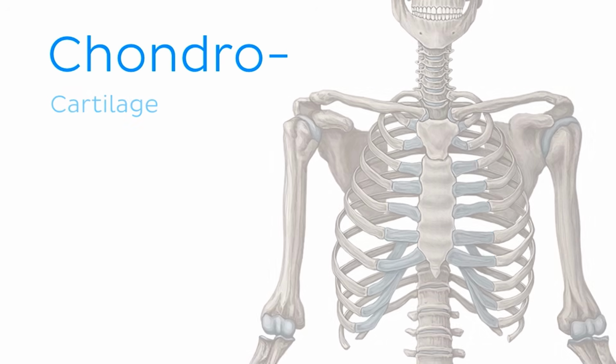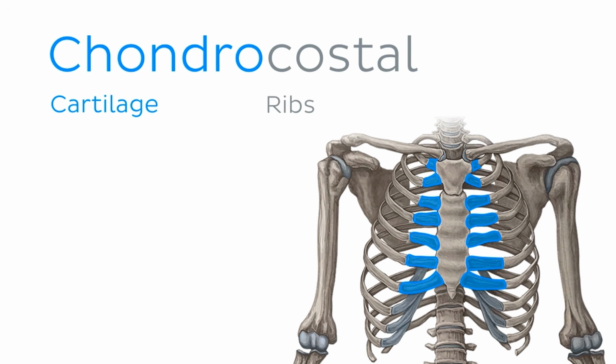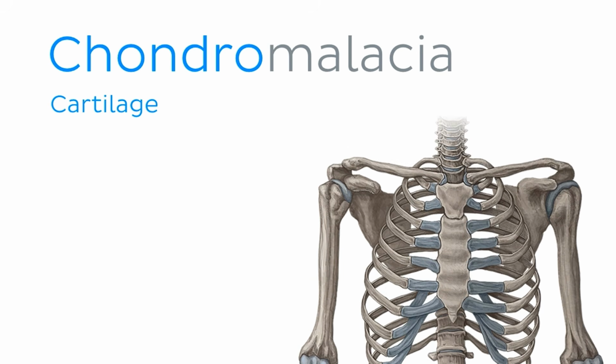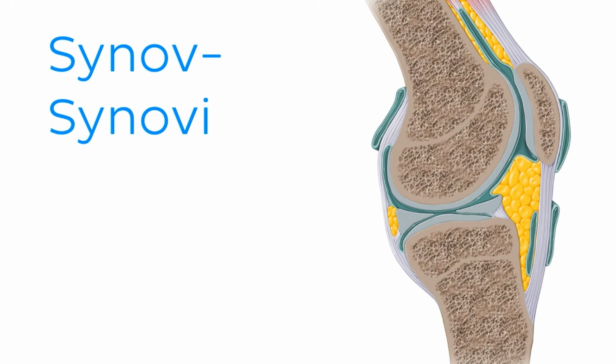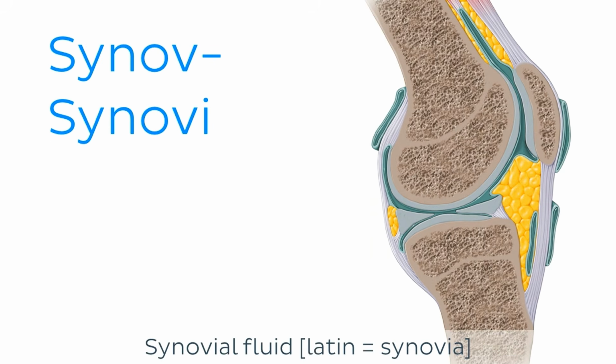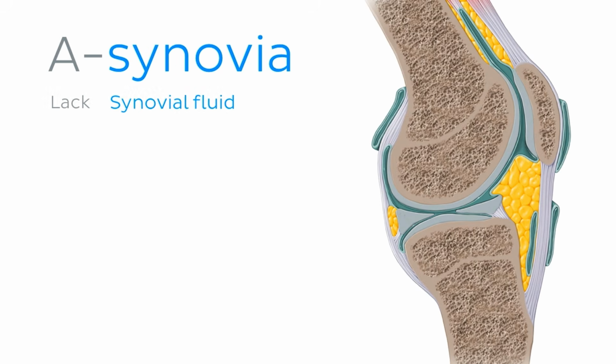Our next prefix is chondro, which you might be already familiar with. It refers to cartilage. For example, we have chondrocostal, which refers to a structure or region pertaining to the ribs and costal cartilages. Or chondromalacia, an abnormal softening of the cartilage. Next one is synovi, or synov with an i at the end. This one you've also probably heard of in relation to synovial fluid or synovial joints. Absent or insufficient production of synovial fluid is what we call asynovia.